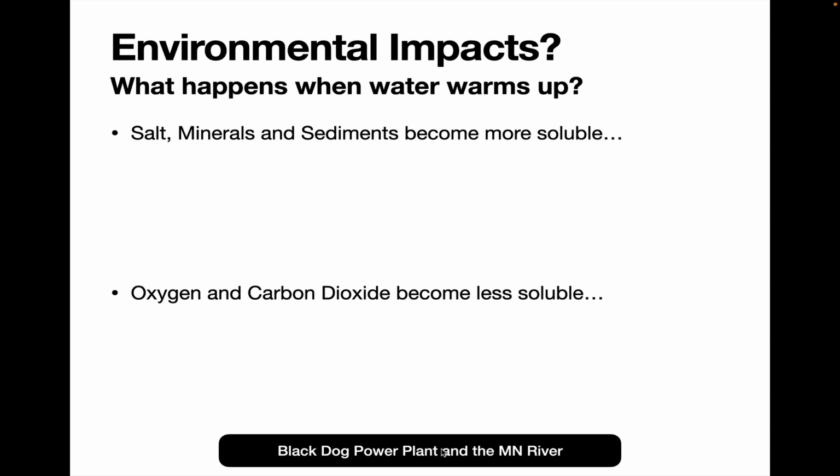Now, the Black Dog Power Plant is a good example of that. That power plant down in Bloomington there, they warm up the water from the Minnesota River, and they have actual ponds that help cool them down before they allow them to go back in the river to stop this pollution from happening.